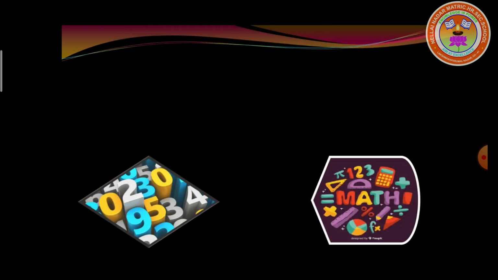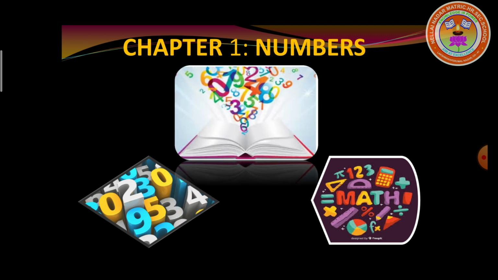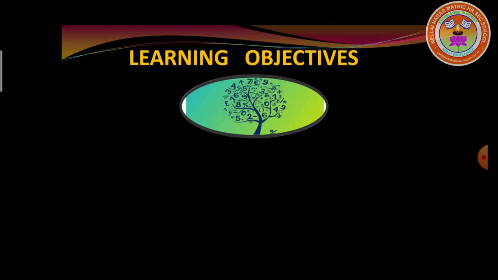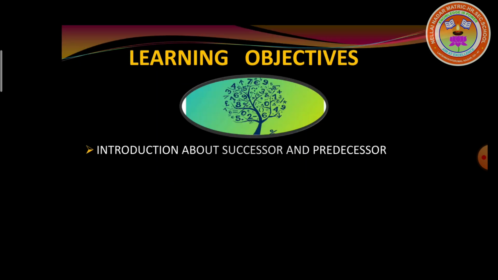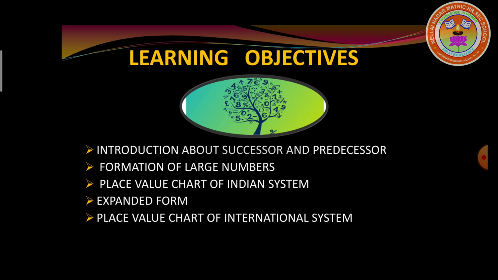Let's start our first chapter, numbers. What are the objectives in this chapter? Shall we see now? Yes. Introduction about successor and predecessor, formation of large numbers, place value chart of Indian system, expanded form, place value chart of international system.